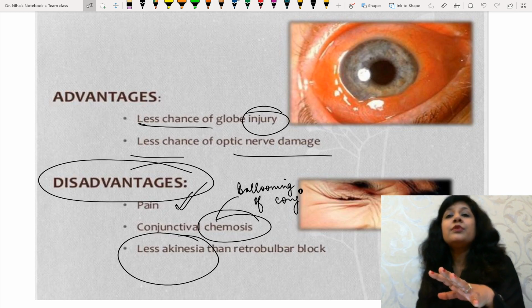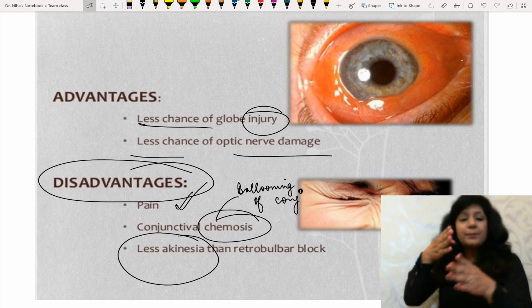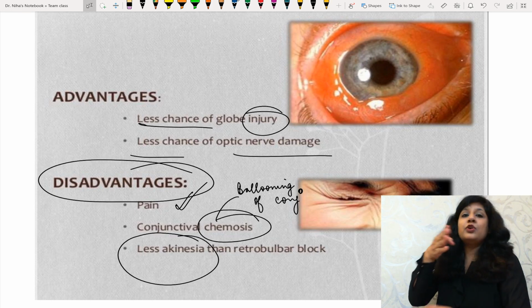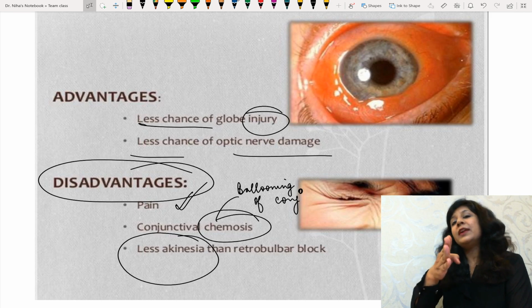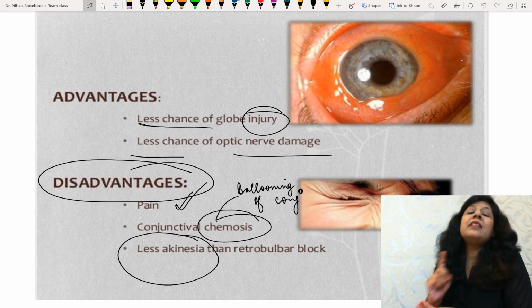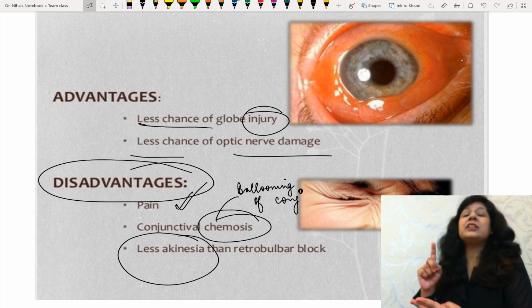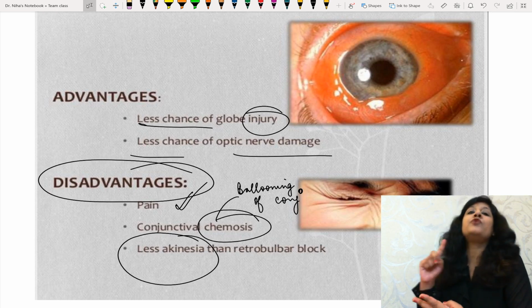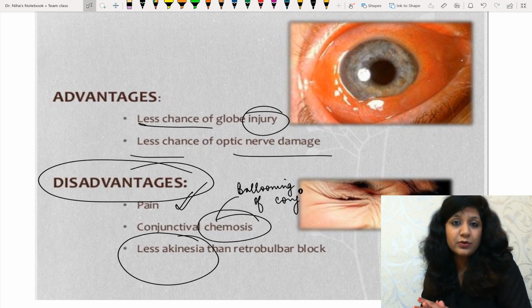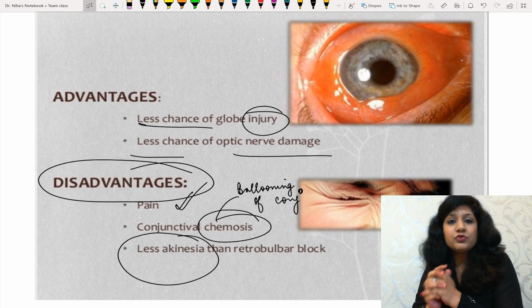Then you should also know how to keep these needles. They go parallel to the orbital floor, first straight and backwards, and then upward and medially. Okay, then another important thing is that the muscle which is not paralyzed by the retrobulbar block is the superior oblique, because the fourth nerve lies outside the muscle cone. So that was all about the peribulbar block and retrobulbar block.